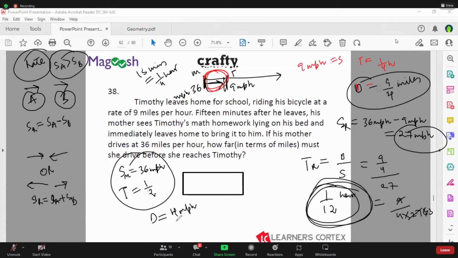Anyone who has not understood this question? It's 3 miles, sir. Sorry? The distance is 3 miles. How 3 miles? 36 by 12. 36 what? 36 into 1 by 12. Right, sorry. Oh, I'm so sorry. Yeah, the distance is 3 miles. So 3 miles is the distance that she'll have to cover.